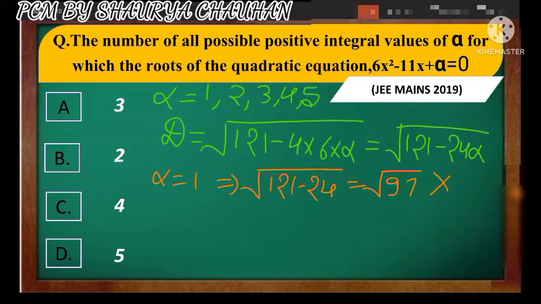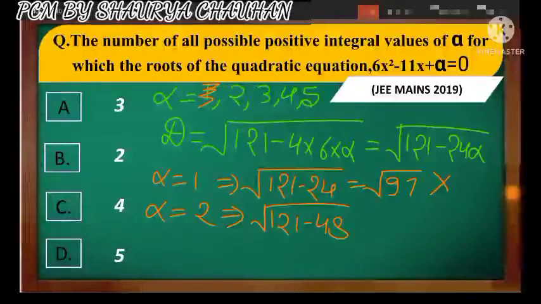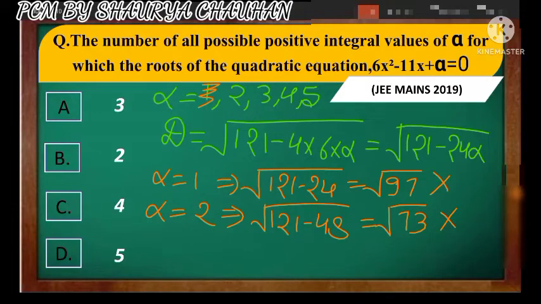So 1, the value of alpha is not 1. Now for alpha equals 2, it will become root over 121 minus 24 into 2, which is 48. So it will become root 73. It is also not a perfect square. 73 is not a perfect square. Neither 97 nor 73 is a perfect square.